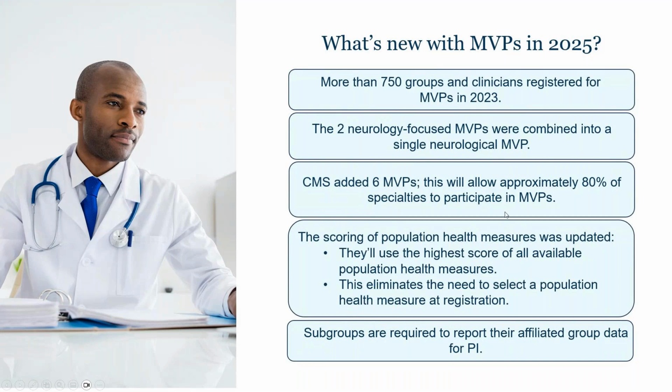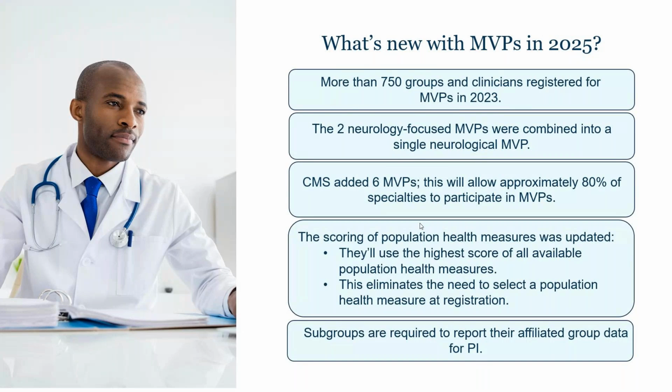The two neurology-focused MVPs were combined. CMS added 6 more MVPs. We're going to go over those, which together mean about 80% of specialties will be able to participate in MVPs. I know that's not a very direct number, that 80% of specialties, but that's how CMS is wording it now. The scoring of population health measures was updated.